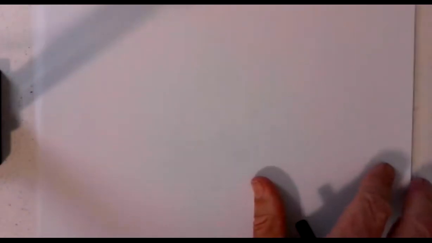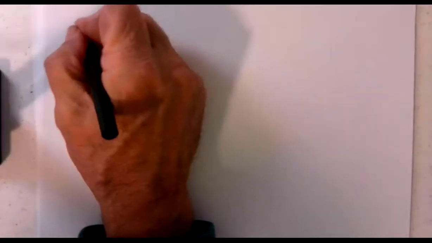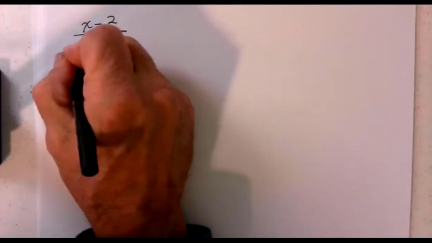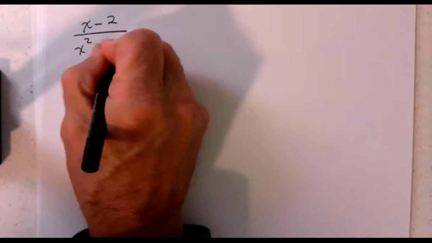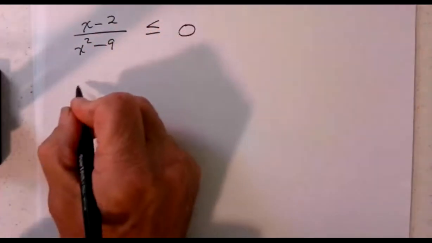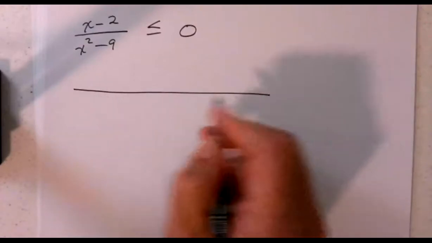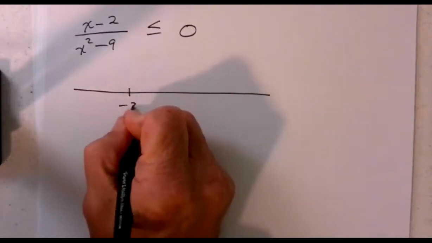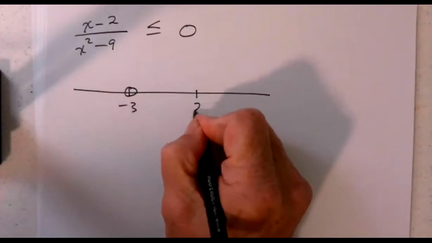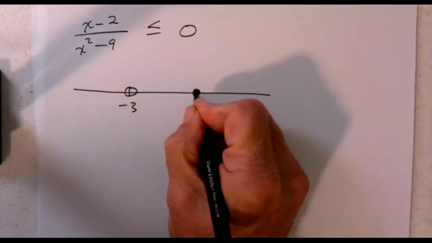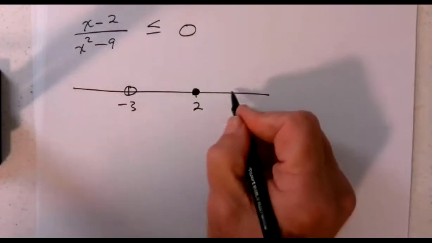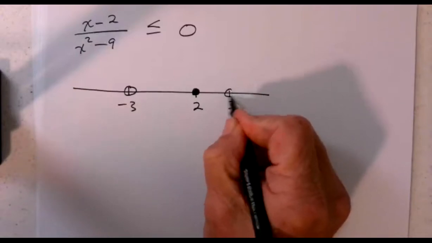So we know what our question is, (x minus 2) over (x squared minus 9) less than or equal to 0. Laying out our number line, here's negative 3. That's an open circle. Here's 2, solid, because again, less than or equal to, and that makes the entire fraction 0, and 3, open.